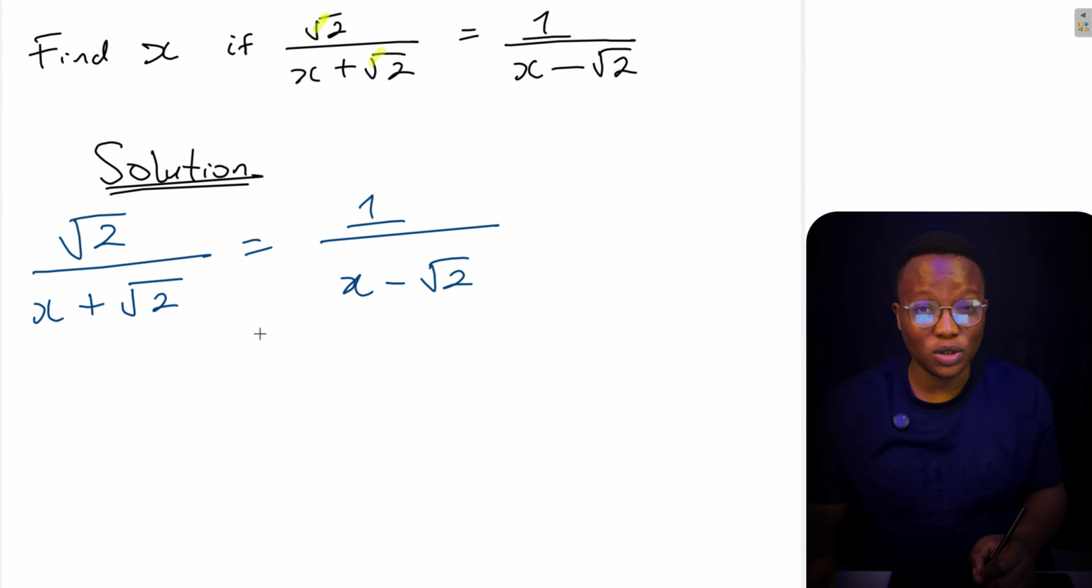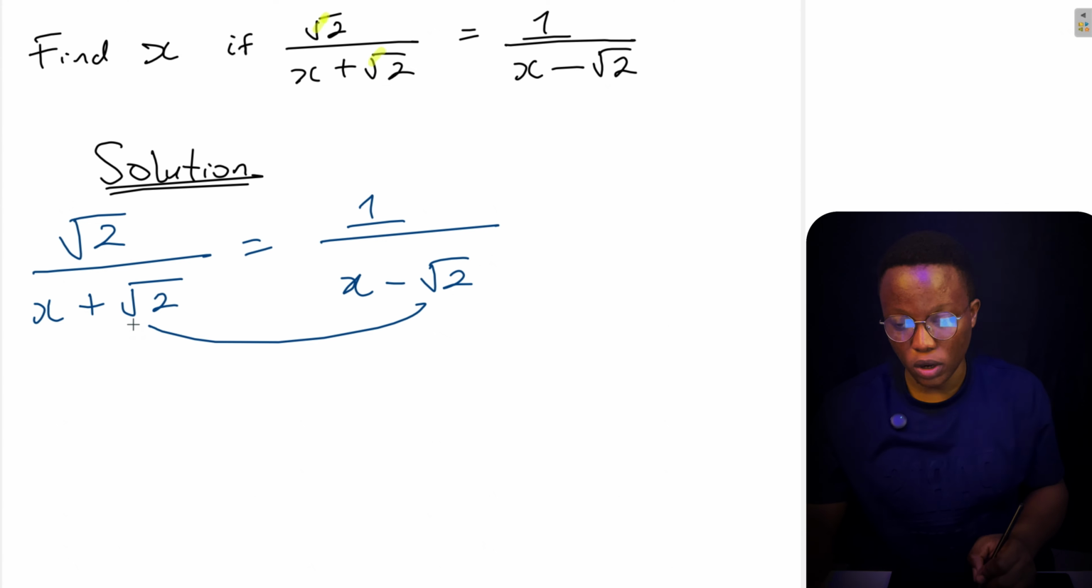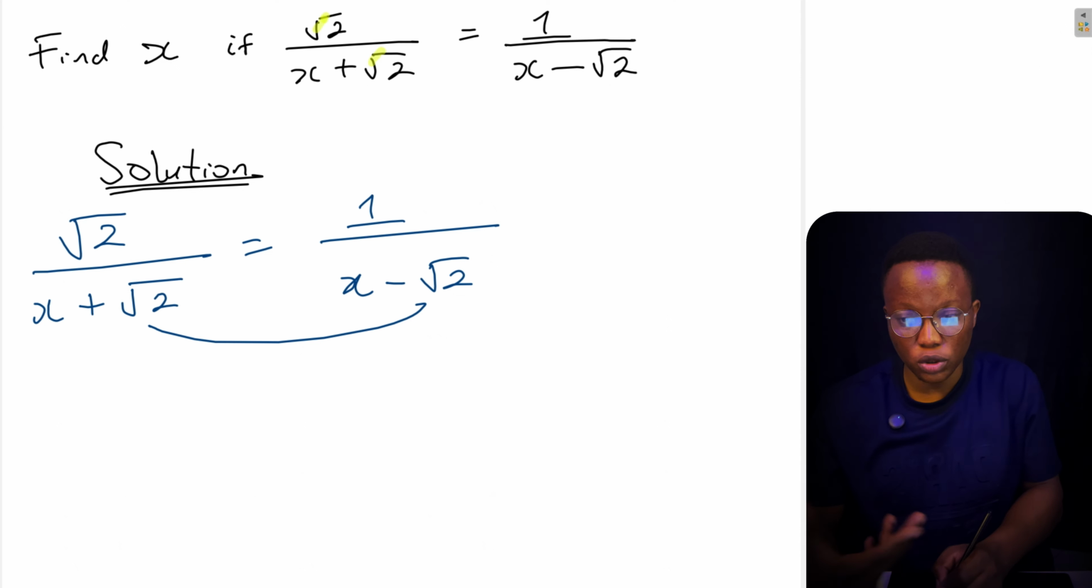I can do this in two ways. We can either find the LCM of these two, right? They obviously look like a difference of two squares, right? And we can do that, and we can cross multiply. I would love that we just cross multiply in this case.